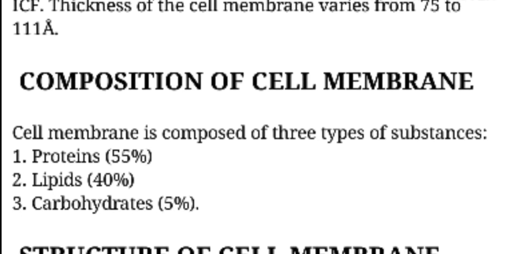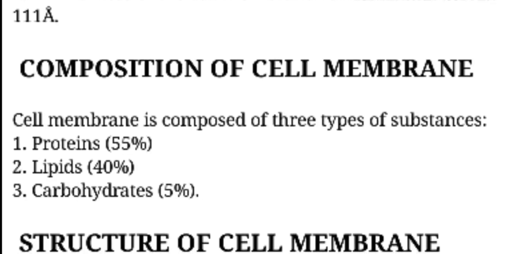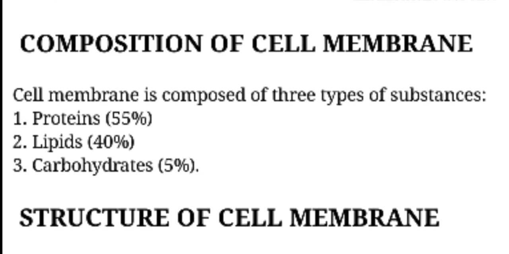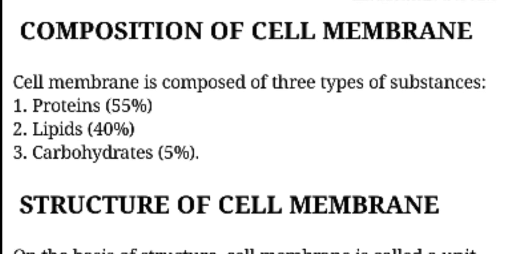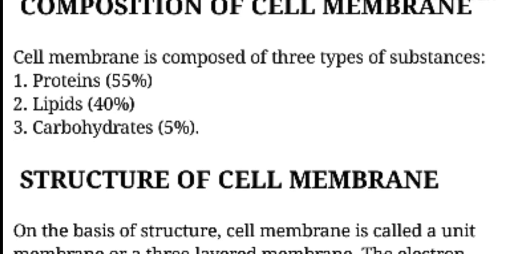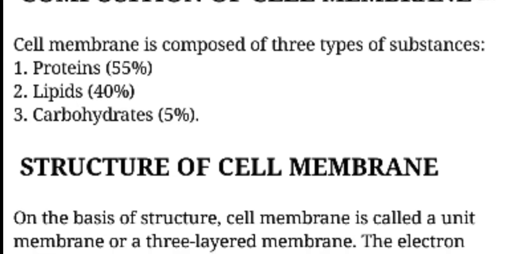Composition of cell membrane. Cell membrane is composed of three types of substances. 1. Proteins 55%. 2. Lipids 40%. 3. Carbohydrates 5%.